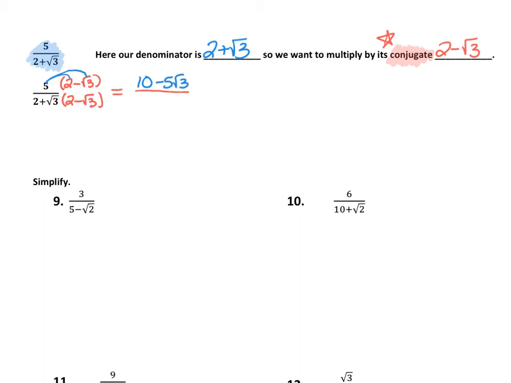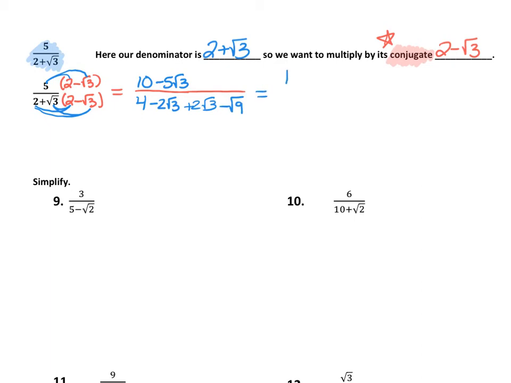Now let's distribute on the bottom. 2 times 2 is 4. 2 times negative square root 3 is negative 2 square root 3. I'm going to have to make this bottom a little longer. Then I have to do root 3 times 2, so that's positive 2 square root 3. And then square root 3 times negative square root 3 is going to be negative square root 9.